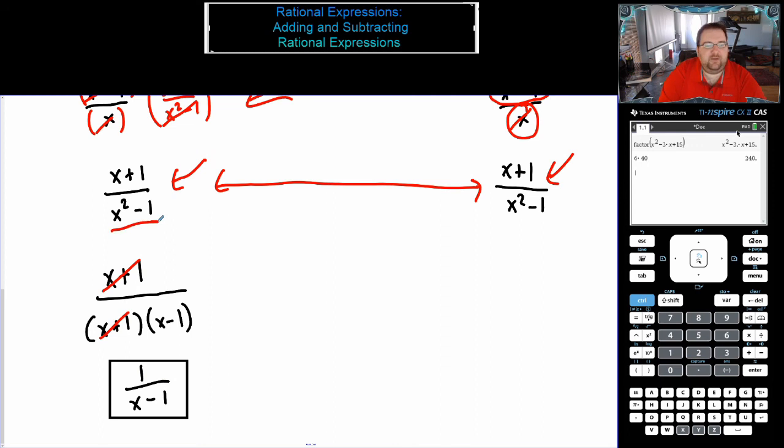Now we need to factor this. So x squared minus 1 is a perfect square, x plus 1, x minus 1. And we have like terms here that cancel out. And all you're left with, remember, this is being multiplied by an invisible 1. 1 over x minus 1. That's your final answer. Level 4 mastery question.